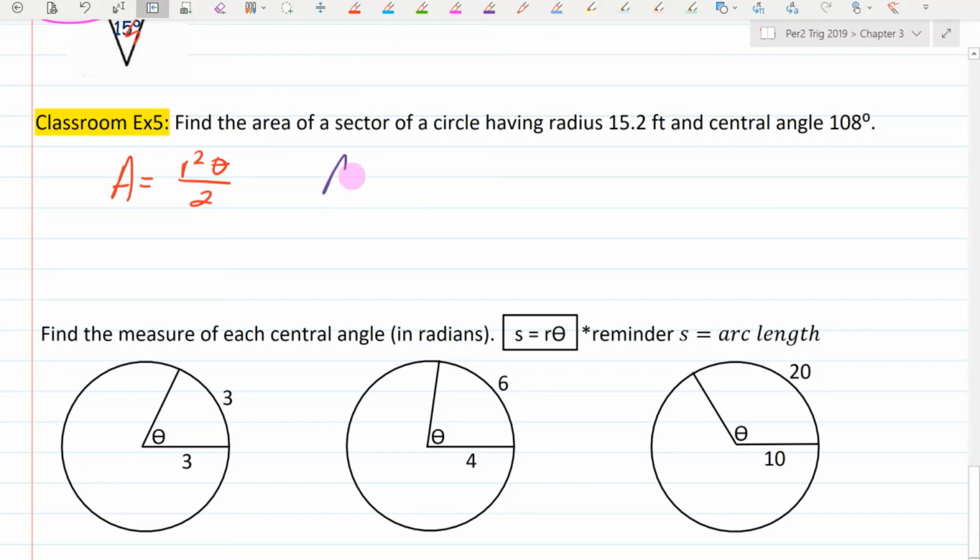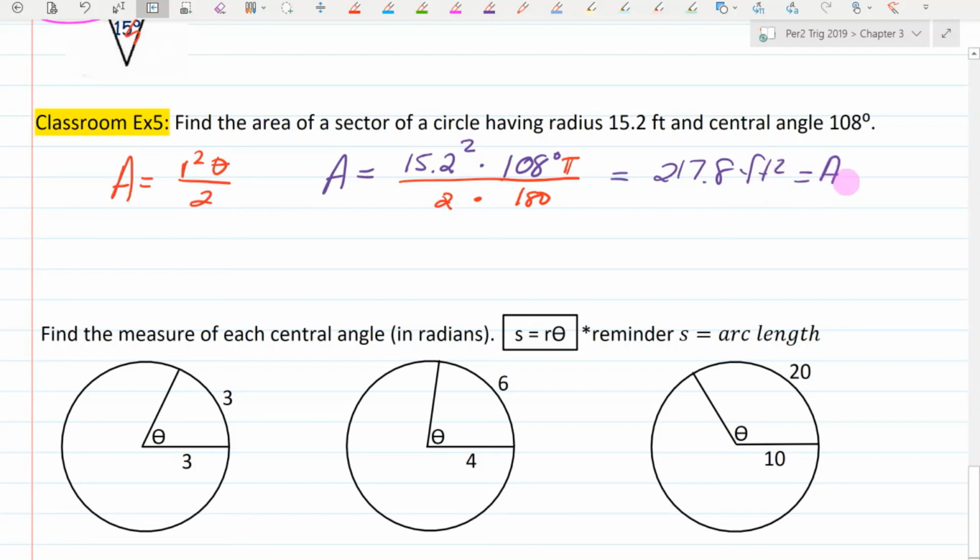All right, so area is r squared. You should have already finished this. Theta, that's in degrees. We need to put it in radians. And then divided by 2. So when you work all this out, you get 217.8 square feet. All right, and we're going to do 3 more problems. And in these 3 problems, they want us to find the measure of each central angle. They want us to find theta.